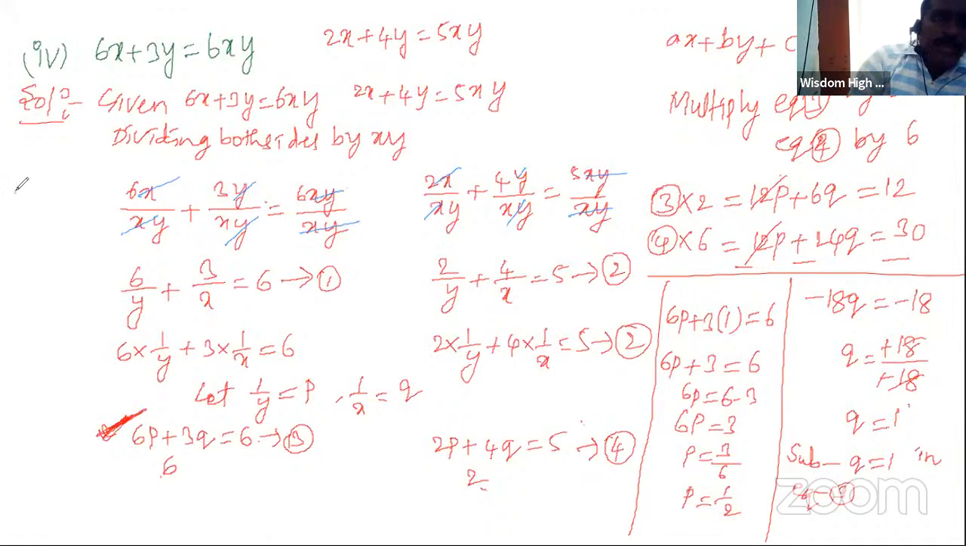Now, this is the way of reducing equations into linear equations in two variables. But here we got q is equal to 1 and p is equal to 1 by 2. This is not the final solution. Here you have to say that 1 by y is equal to p. Yes, I want to make that clear here.